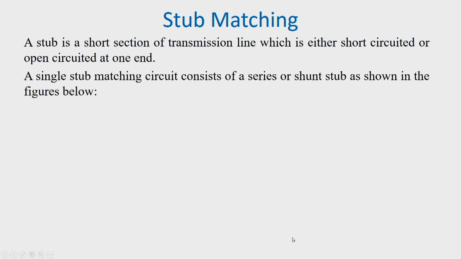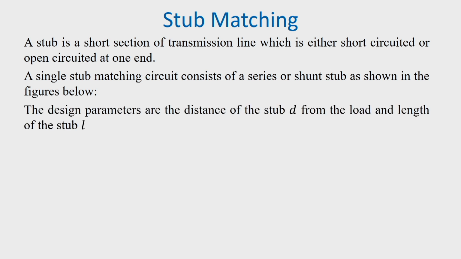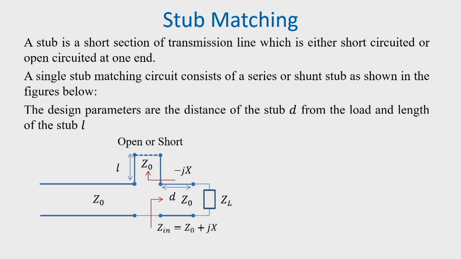Now, a single stub matching circuit consists of a series or shunt stub as shown in the figures. So, this is the figure for a series stub matching circuit. So, we have the impedance ZL, which is to be matched to this transmission line of characteristic impedance Z0.